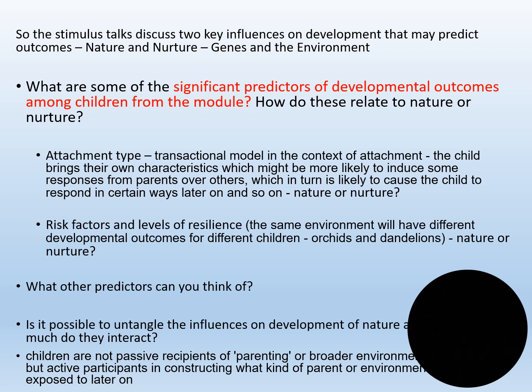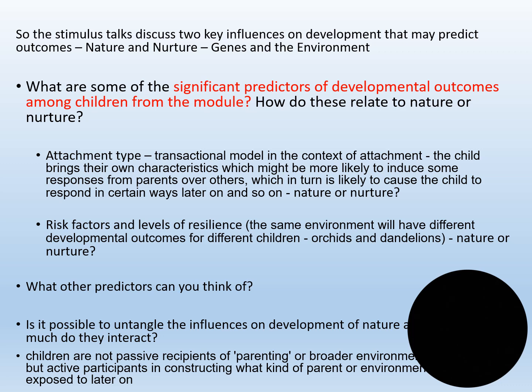All right. But remember that when we're looking at attachment, the child is also bringing their own characteristics in, which is going to influence how the parents interact with them. So it's not just a one way, oh, how well the parent cares for the child just receives it. The child shapes it too. So is that nature or nurture, or a combination of both? We've also got the risk factors and levels of resilience in the emotion chapters. So the same environment will have different outcomes for different children. Remember, there's an argument that some children are orchids and some are dandelions. Is that nature or nurture, or is it a combination of both?